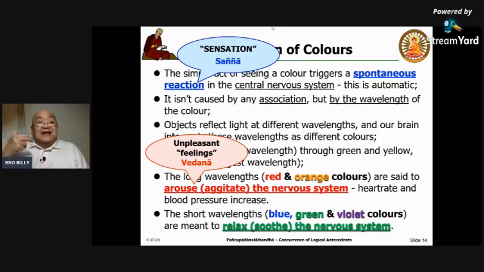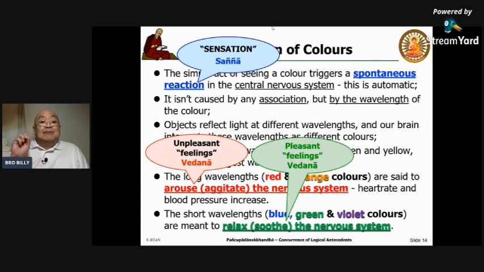This is purely your central nervous system reacting. So the nerves react in an irritated way, causing your blood pressure to go up, heart rate to go up. They have very sensitive instruments to measure that. And then the blue and the green are said to relax the nervous system. So when it irritates the nervous system, then the Vedana is unpleasant. When it soothes the nervous system, then the Vedana is pleasant, right?